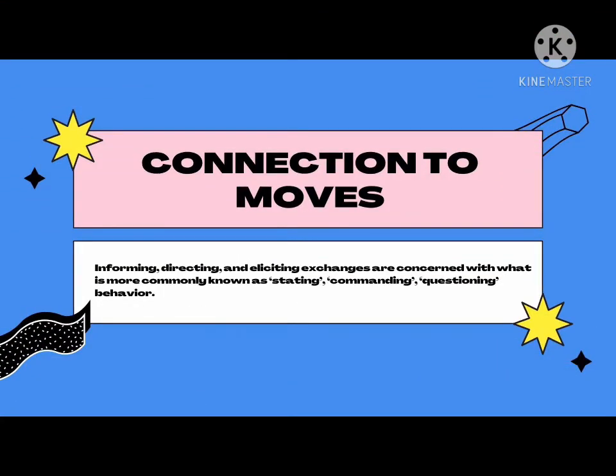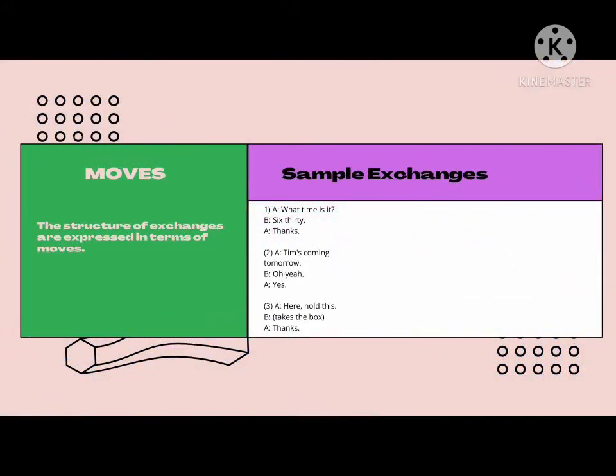Now, going back to moves, let's just reiterate that each of the parts of the exchanges is given the name move by Sinclair and Coulthard. As we can see, each of these exchanges consists of 3 moves, but it is only in number 1 that the first move seems to be functioning as a question. The first move in number 2 is heard as giving information, and the first move in number 3 is used as a command. Equally, the second move seems to have the function respectively of number 1, an answer, number 2, an acknowledgement, and number 3, a non-verbal response, like taking the box.